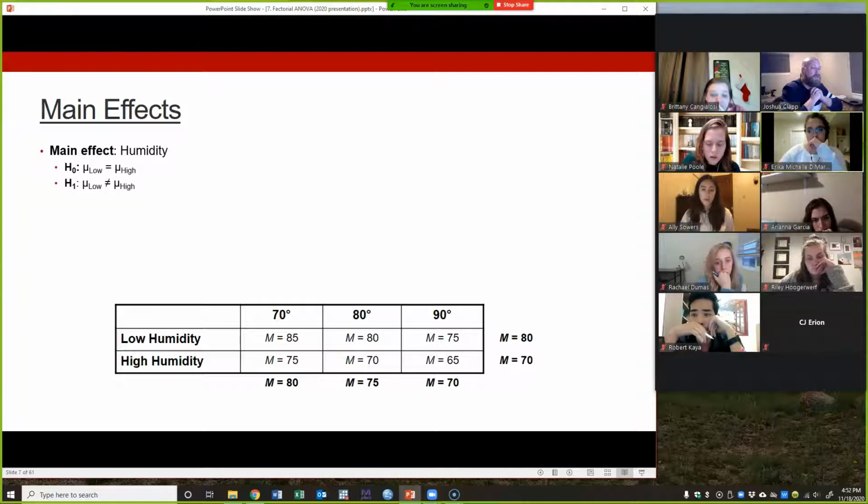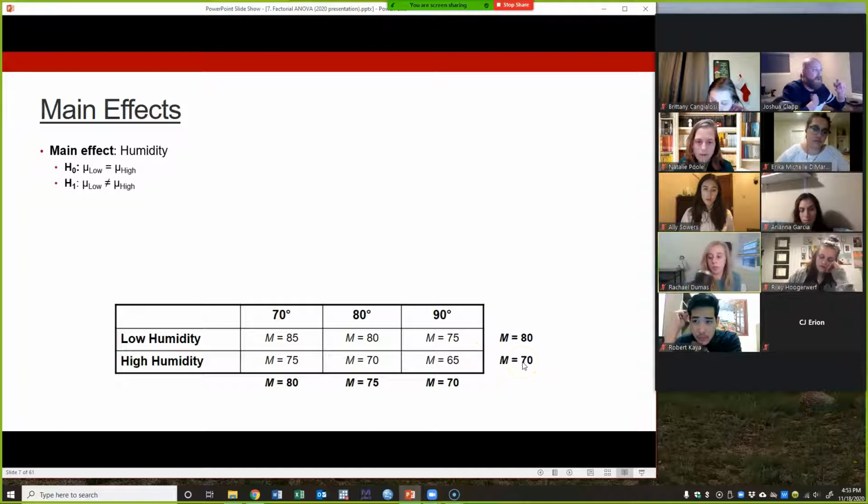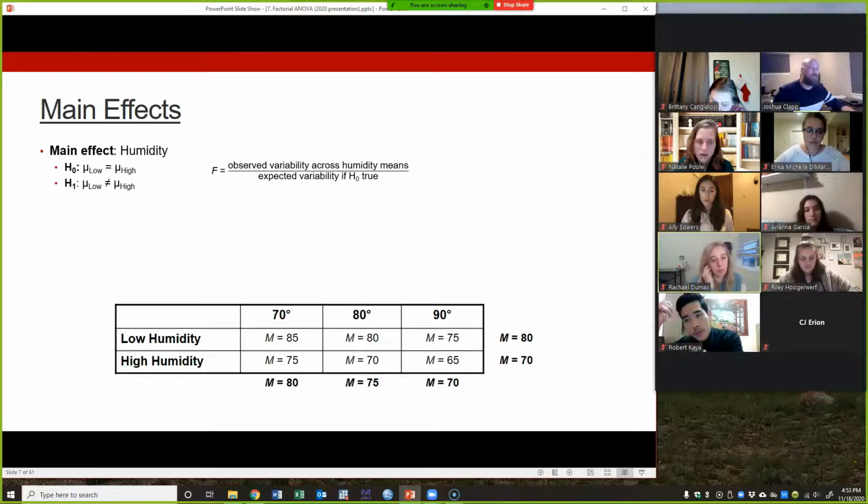Okay. Rachel, can you tell me where in this table I'd be looking for a main effect of humidity? Like across the side. Yeah, right here. Tell me the means that I'm looking at here. 80 and 70. Okay, 80 and 70. What I've got is the average for people at low humidity and the average for people at high humidity. What I'm looking at is the difference. Does humidity make a difference on performance, ignoring temperature? Okay. And for my main effect of humidity, I'm going to have an F test that gives me the variability across humidity means over the variability that I would expect just due to sampling differences.